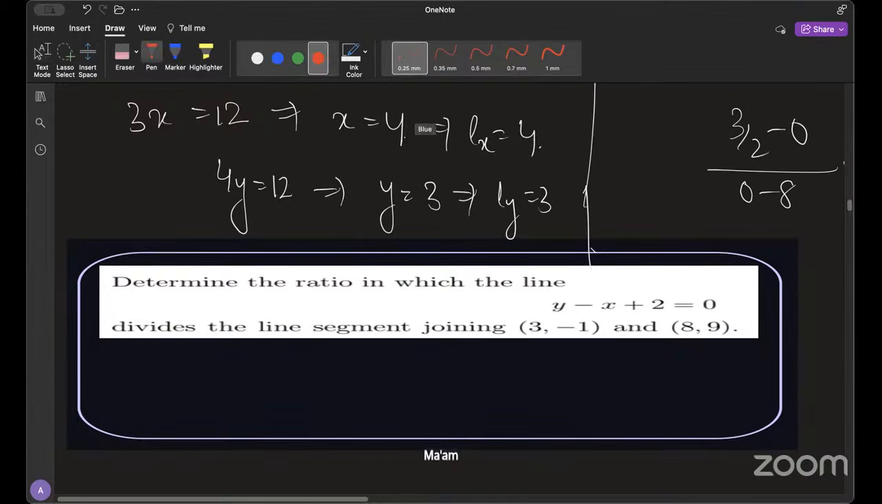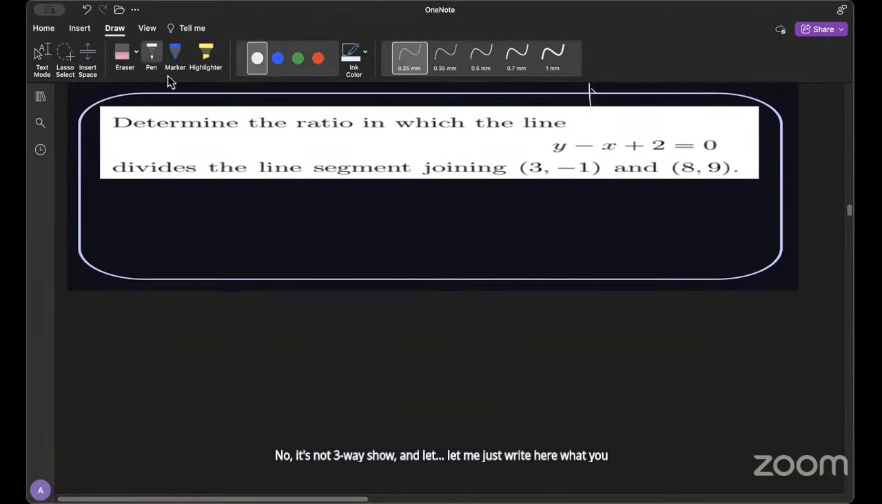Ma'am, is it 9 and 7? It has to be a ratio, right? And it's not 9 and 7, if you mean 9 is to 7. No. Okay. I have just intercept. Is it 3:1? No, it's not 3:1. Let me just write here what you have to do, and then you can try this question.